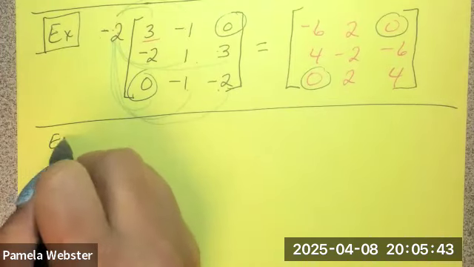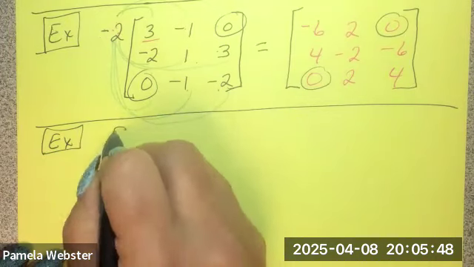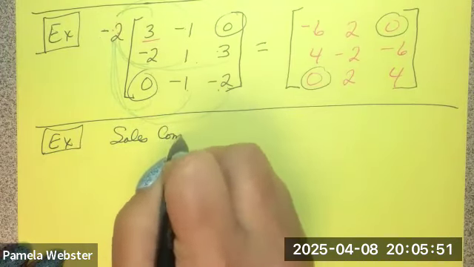All right. So where might I see something like this? Let's do a pretty straightforward example. This one's going to be on sales commissions.